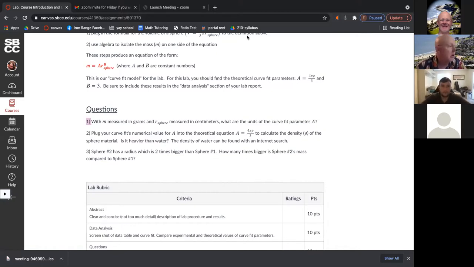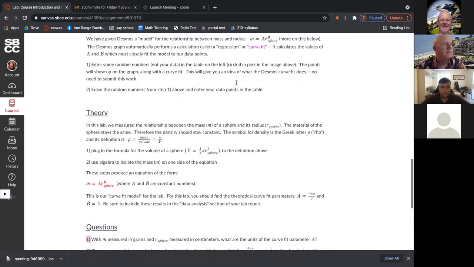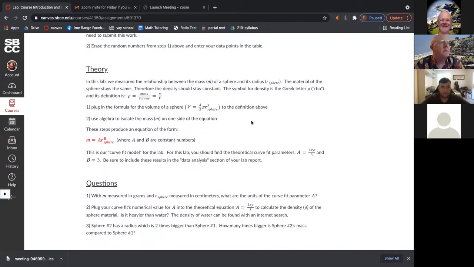Okay, so my problem with this, I'm not sure if it's exactly the same as Elizabeth's, but I am struggling with the last couple lines of that theory section. This is our curve fit model for the lab. For this lab, you should find the theoretical curve fit parameters. A equals that right there. That leads into the questions below it as well, with question 2 more specific. But I'm just not sure exactly what I'm supposed to write in there to put into my data analysis section of the lab report.